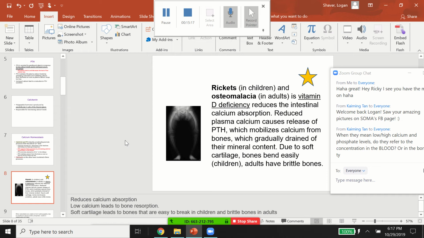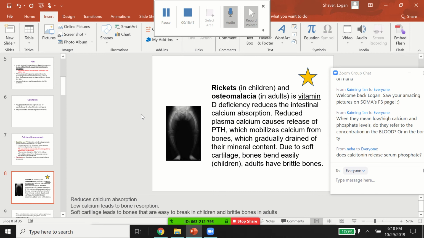Now, this is a vitamin D deficiency. So if you think about it, what did vitamin D do again? It absorbs calcium from the intestine, or it reabsorbs calcium from the kidney. Now, in this case, with a deficiency, it's going to be mainly reducing intestinal absorption more than anything else. So it's going to be mainly targeting intestinal calcium absorption.